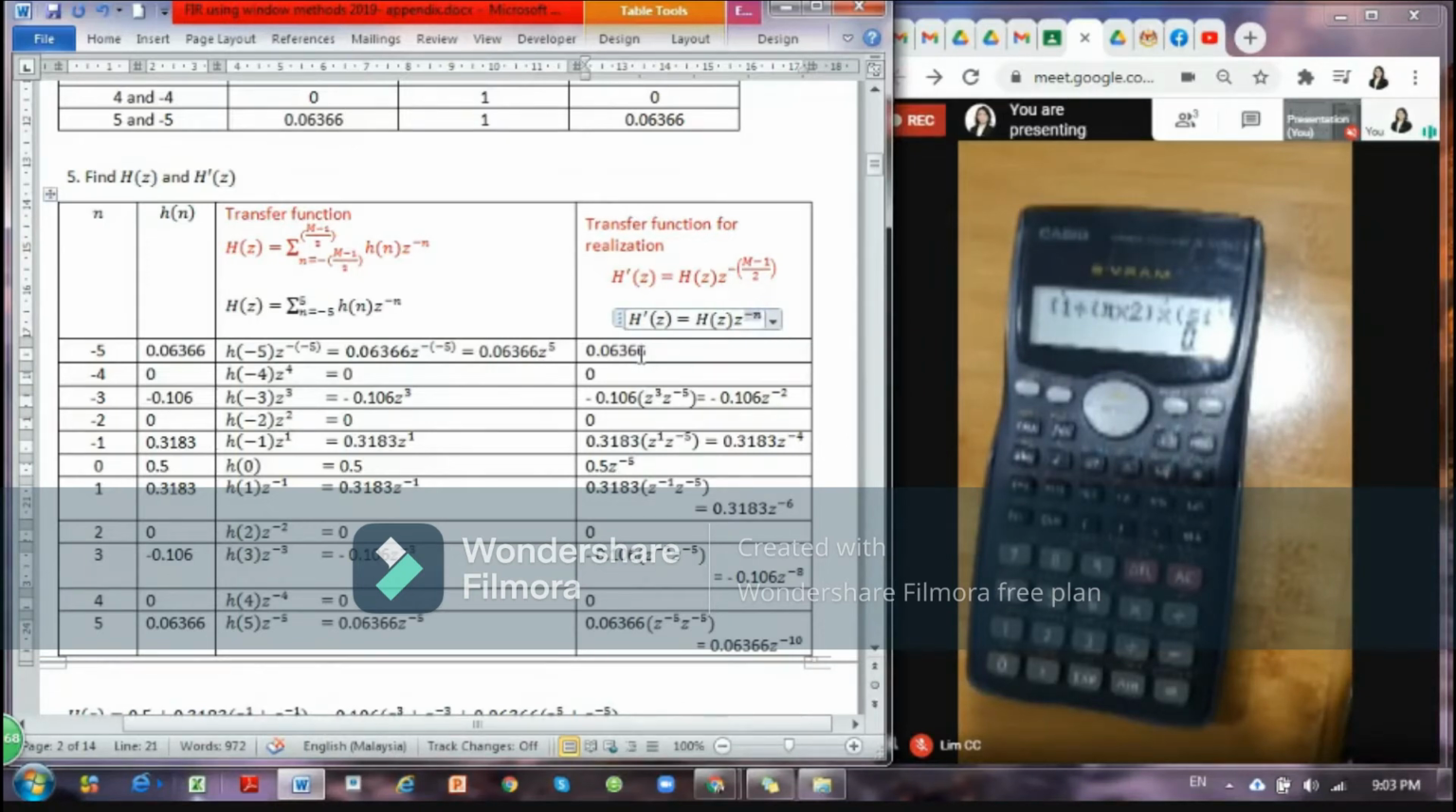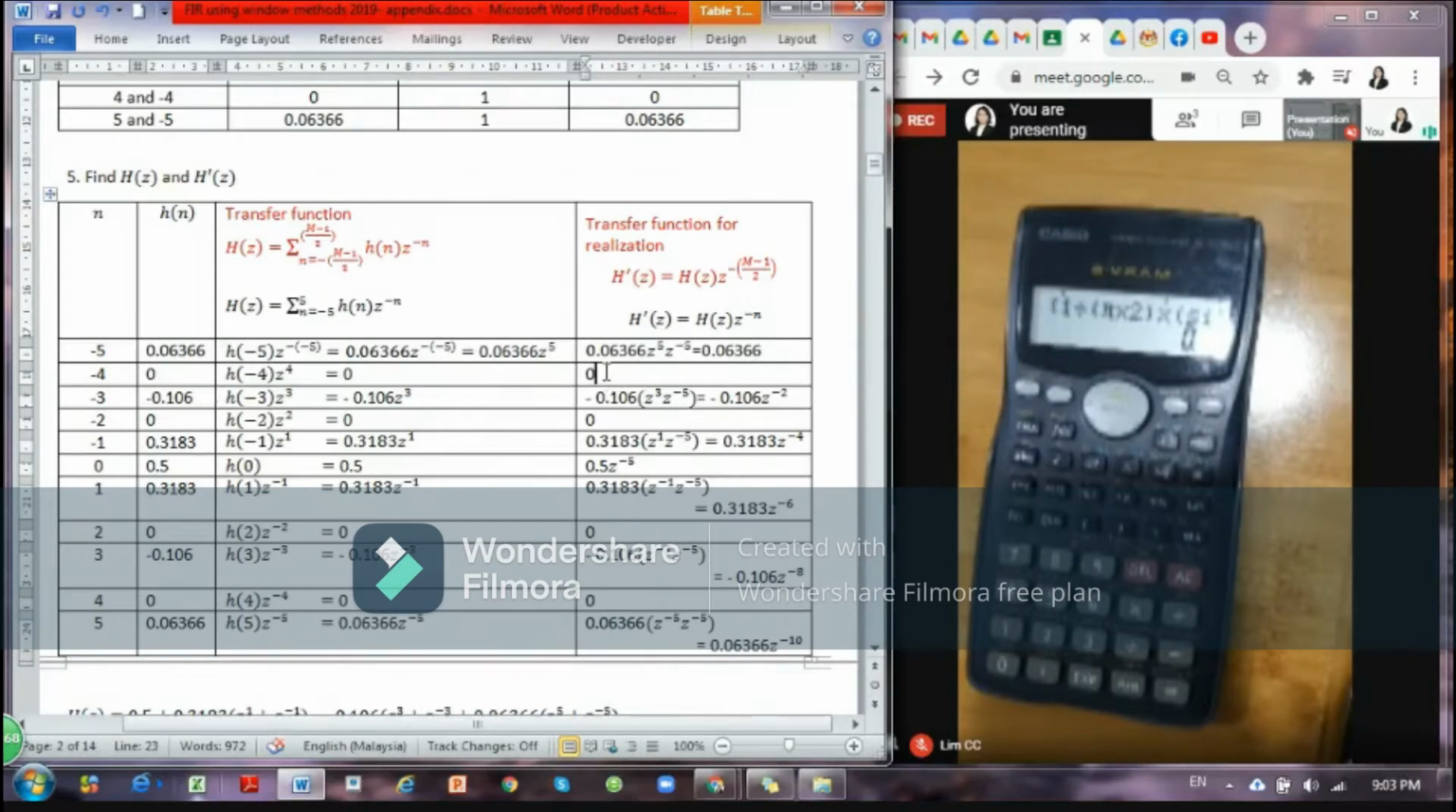Okay, so you start off here. Initially you will have 0.6366, with power of 5, right? Then you have to multiply with negative n. So negative 5. So 5 plus negative 5, you will get 0. So z power of 0 is equal to 1. So 1 multiplied with 0.6366, you will get back 0.6366.